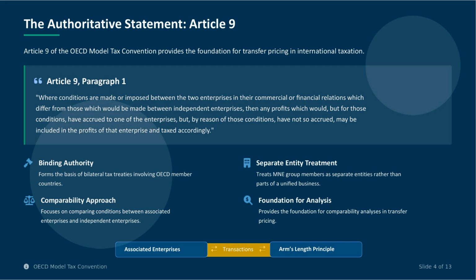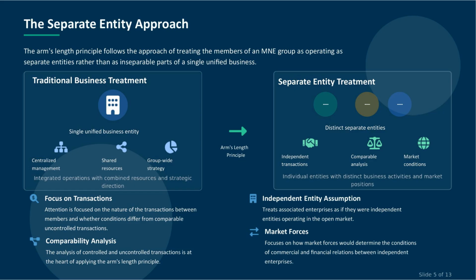This forms the basis for bilateral tax treaties and comparability analyses, treating multinational enterprise group members as separate entities, aligning with the arm's length principle. The arm's length principle treats multinational enterprise group members as separate entities, focusing on transactions and their comparability with uncontrolled or independent transactions. This approach assumes associated enterprises operate independently, influenced by market forces. Unlike traditional business treatment, it emphasizes distinct entities, independent transactions, and market conditions, ensuring alignment with the arm's length standard.